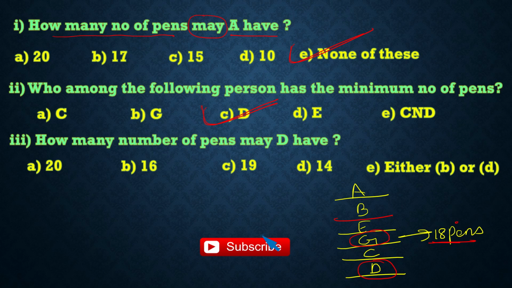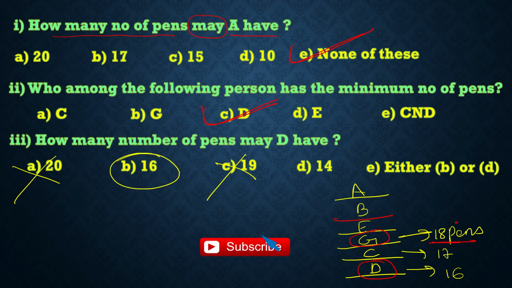G is having 18 pens. Correct? So C can have 17, and D can have 16. So 20 cannot be, and 19 cannot be because it should be less than 18. So either you can have 16 or 14, so the correct option will be E. Either D can have 16 pens or D can have 14 pens, because possibility is asked: how many pens D may have?